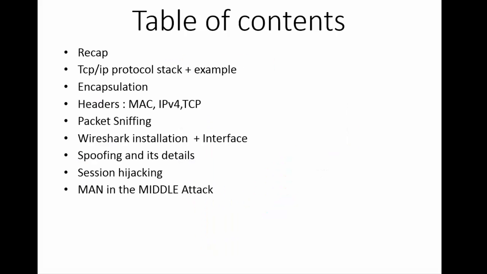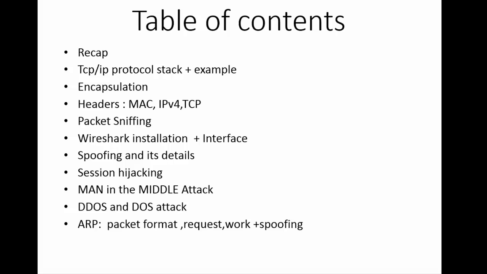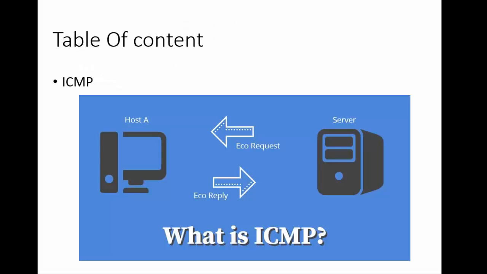After that we will see the man in the middle attack, and then what DDoS and DoS attacks are, how they are differentiated from each other and what the differences are. And then we move on towards the packets, like the ARP packet format, its request, how it works, and the spoofing of ARP. You can understand it here. And then we will move on towards IP and its problems, what the IP problems are and how someone spoofs the IP. And then we will move on towards ICMP, what ICMP is.